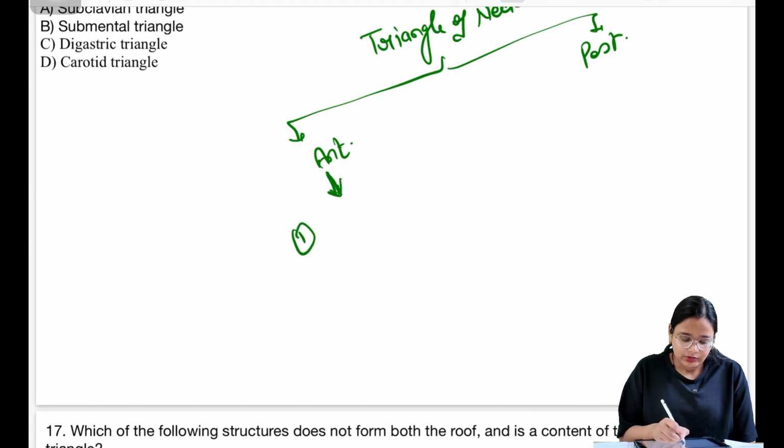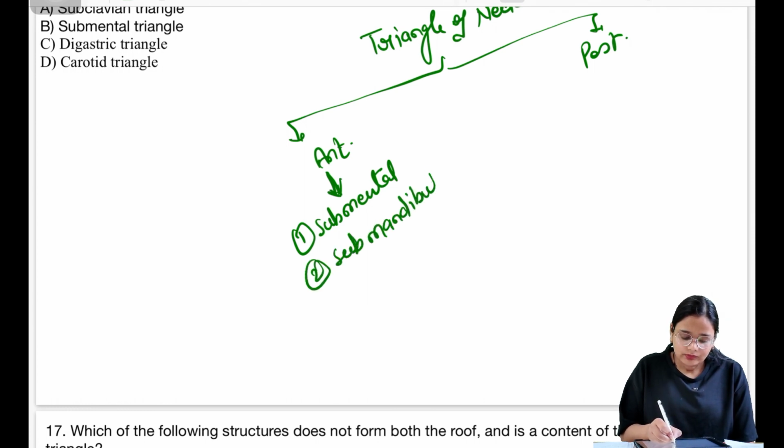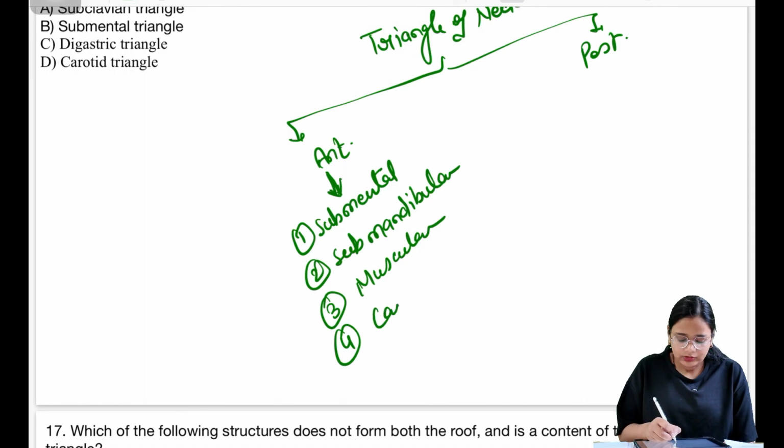First triangle is submental, just below the chin. Second, submandibular or submaxillary. Third one is muscular, and fourth one is carotid. Fourth one is the carotid triangle. So these are the parts of the anterior triangle.